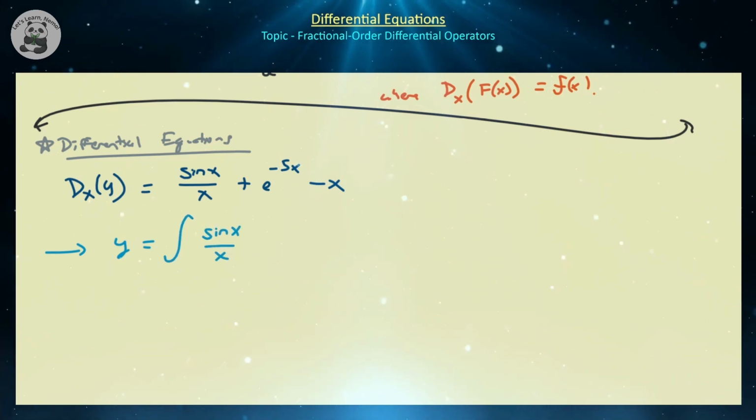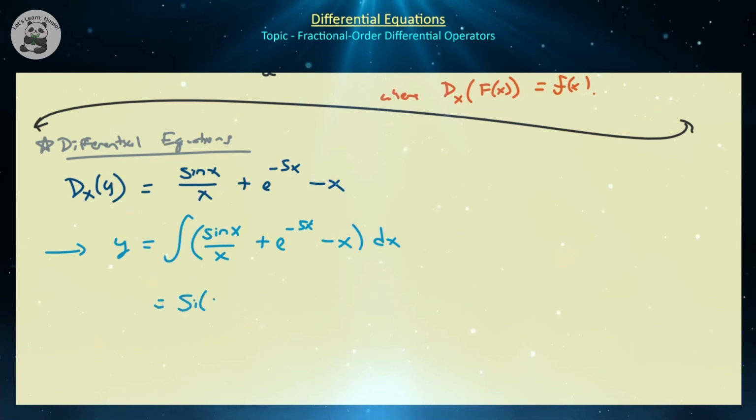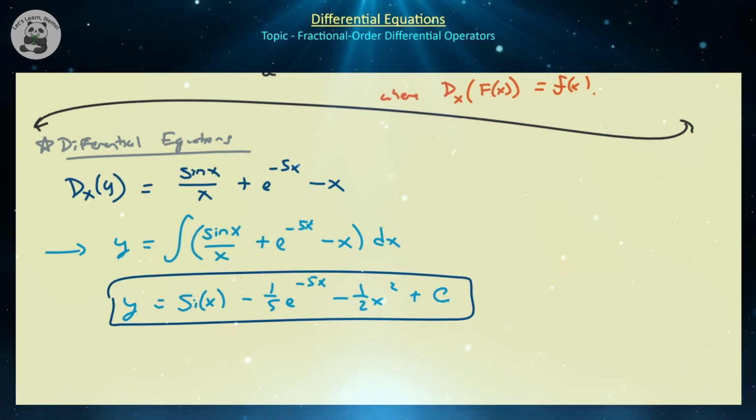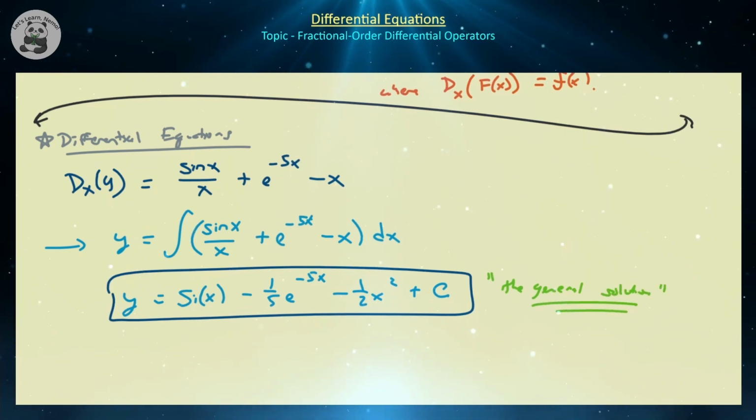the indefinite integral of the function sine x over x plus e to the minus 5x minus x with respect to x. And we're going to be like, oh, well, that's just going to be equal to the sine integral of x minus 1/5 e to the minus 5x minus 1/2 x squared plus some arbitrary constant c. Right? And usually what we do is we call this the general solution of the differential equation, right?